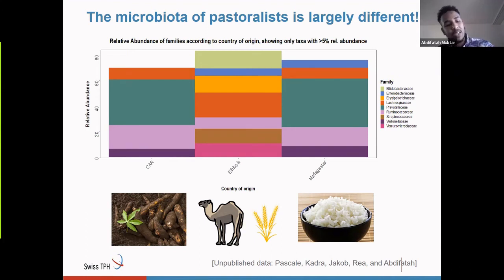But this one is data that was collected in 2016. We tried to look at the microbial composition in different countries that was published before. We compared the Central African Republic, Madagascar, and Ethiopia. As you can see here, the CAR and Madagascar have a similar microbiota composition compared to Ethiopia. So Ethiopia is largely different from the other countries.